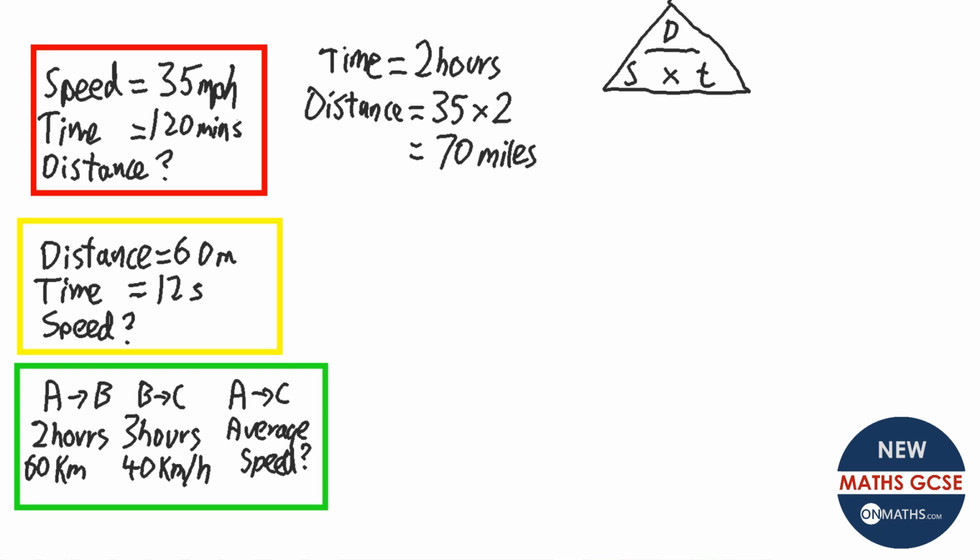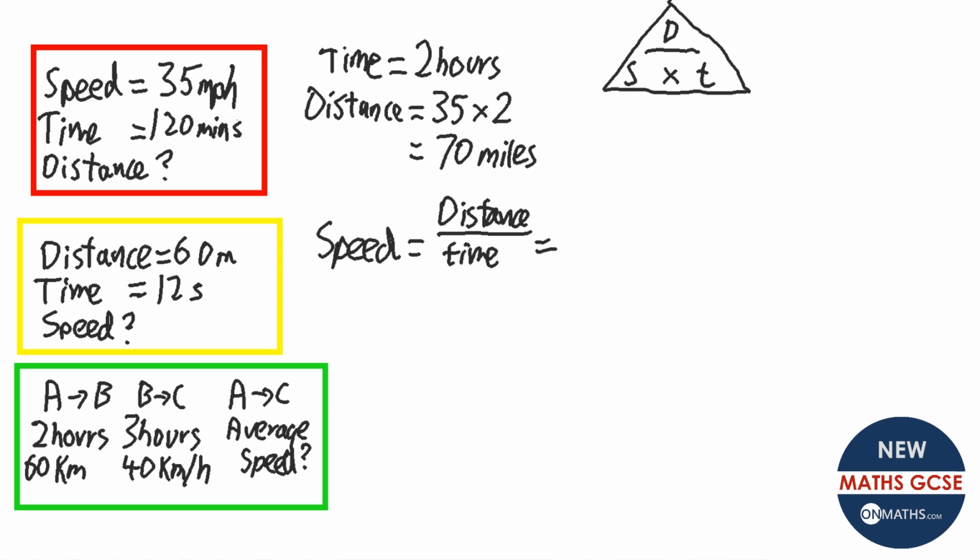Okay, this next one is a similar question, but now it's given us distance and time and asks us for speed. Looking at the diagram, I'm looking for speed, that's the bottom left one, so I'm covering that up. It says distance divided by time. It's not a bad idea to just write out the formula. So speed equals distance divided by time.